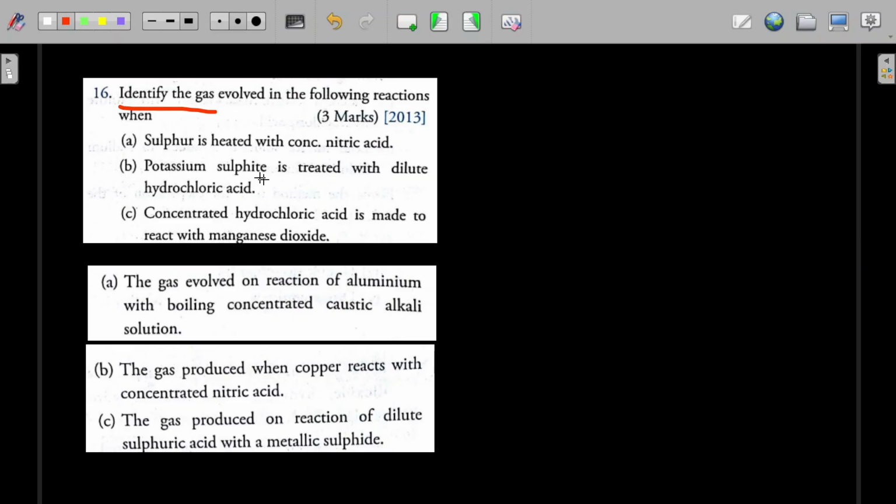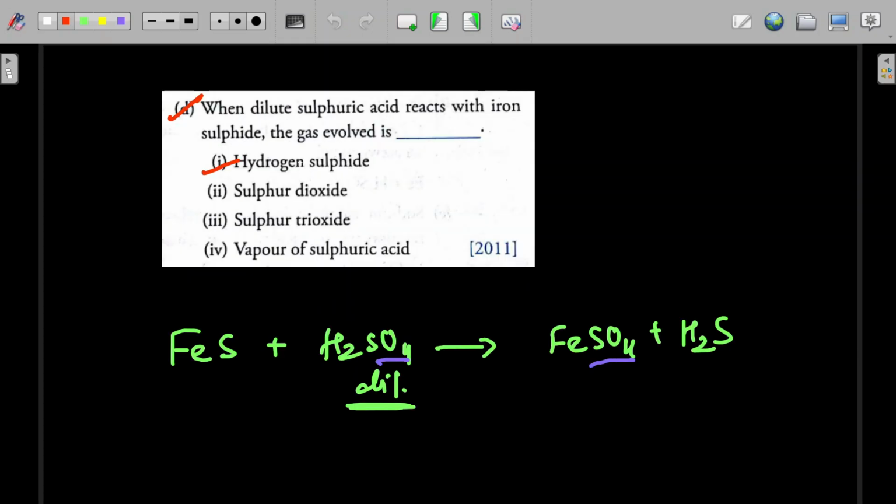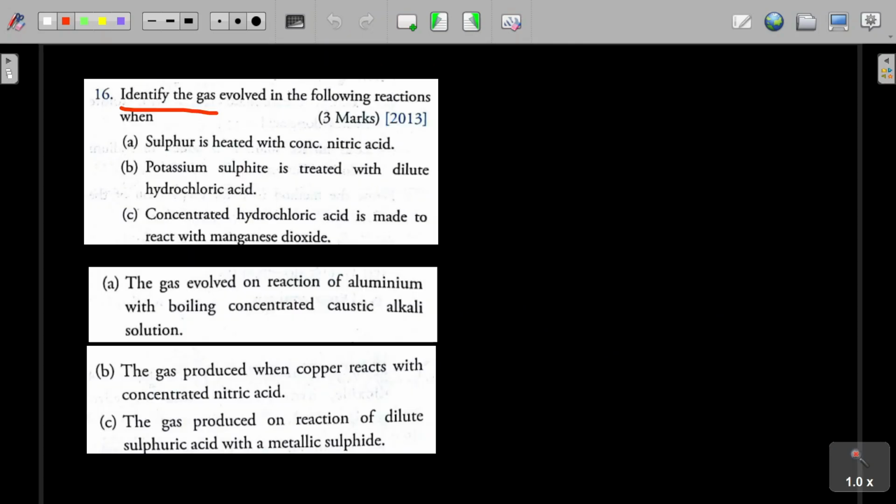Okay. Here, sulfur is heated with concentrated nitric acid. So this is from your nitric acid chapter. Wherever concentrated is there, that is from that particular chapter only. But if it is dilute, you can use all the typical acid reactions we have mentioned here. So here, dilute, leave it. The potassium sulfite is treated with dilute hydrochloric acid. This one, Ruhani, can you tell me the answer?